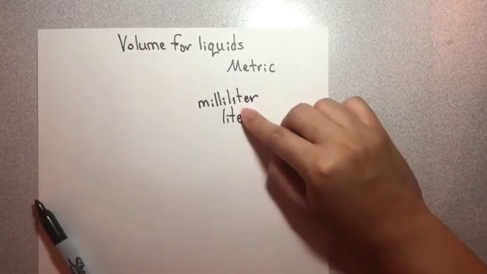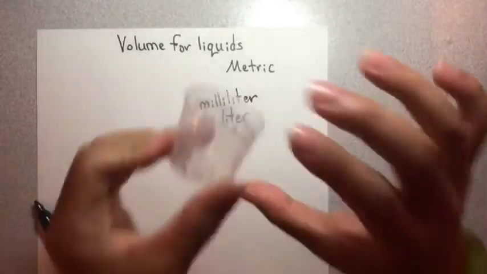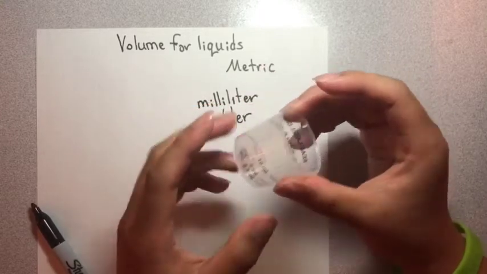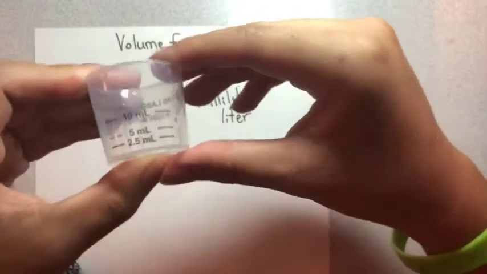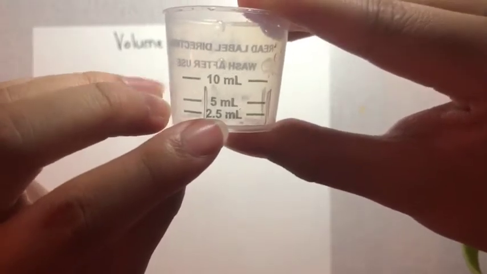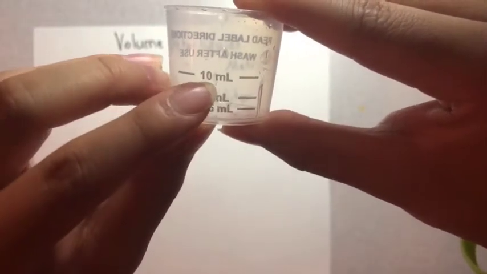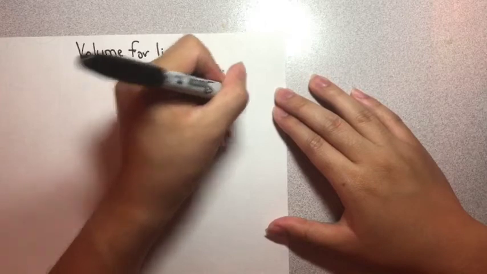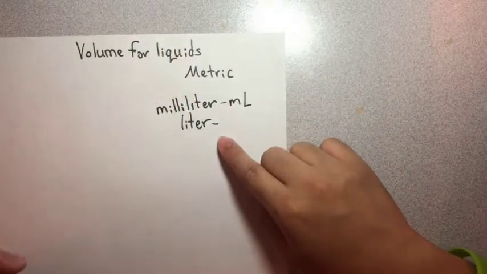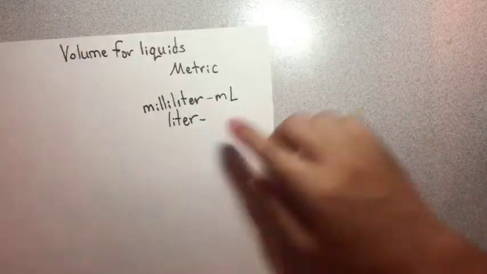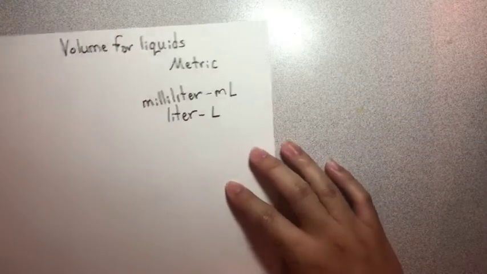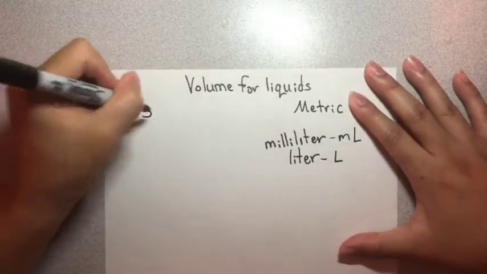We use milliliters when we're talking about small things. Like this is a cup for drinking medicine. So when you drink medicine, you only drink a little bit, not a lot. So on this cup, we have 2.5 milliliters, 5 milliliters, and 10 milliliters is this line here. That is milliliters. A liter is for a big bottle. So if you think about a big bottle of soda, those come in liters. They're really big bottles. Now, let's talk about the USA.